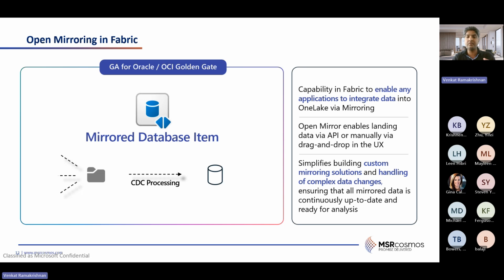To put it in simple words, you can build custom mirroring solutions and handle complex data changes, and you have the control to ensure that your data is up to date. With the help of open mirroring, the end result is you get the same mirror database, but you could use it for any source, and you could use any application to connect to the open mirror APIs and land your data, the initial load and the change data, into the mirror database.